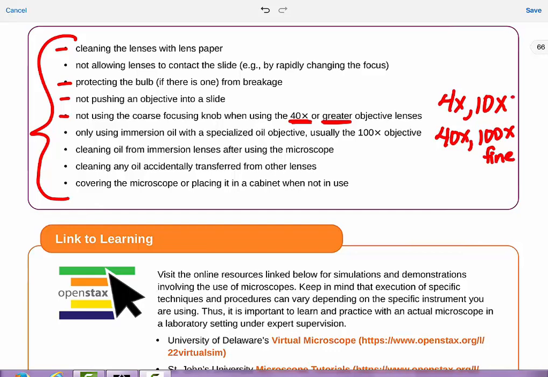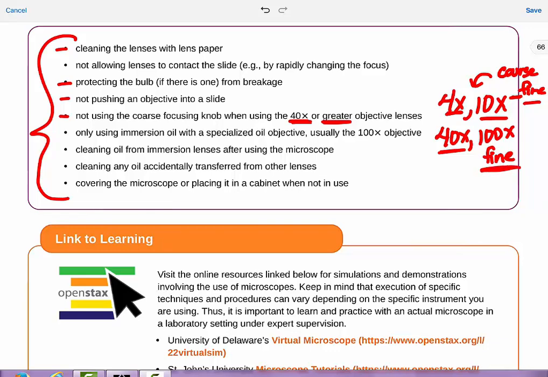You can also use the fine one here, and I often do. I'll use the coarse adjustment knob on the 4x and 10x. And so of course you start at the 4x, use the coarse adjustment knob. Then I also use the fine adjustment knob to get it as absolutely perfect as I possibly can. Then I move up to the 10x, I use the coarse adjustment knob again, and then I use the fine adjustment knob to get it absolutely as crystal clear as I can possibly get it. Then move up to the 40x and only use the fine adjustment knob.